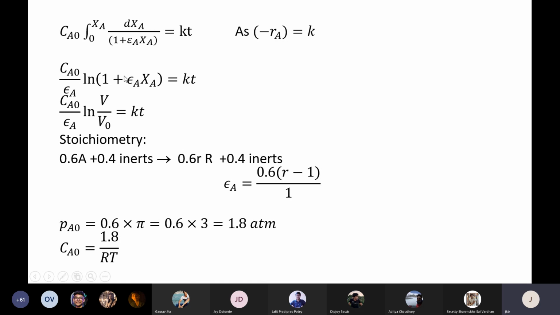Then go through the integral from 0 to Xa. Integrating 0 to Xa, you are getting Ca0 by epsilon ln(1 plus epsilon Xa) equals Kt. Then Ca0 by epsilon A ln V by V0. So in this expression, V by V0 we can find out if we know K and epsilon, we can substitute. And before that, what is the stoichiometry here? It is different.